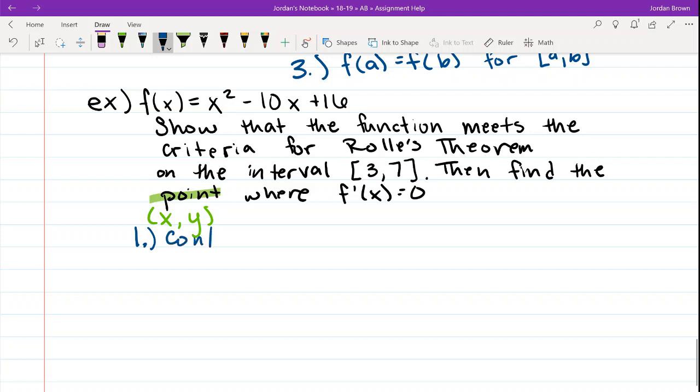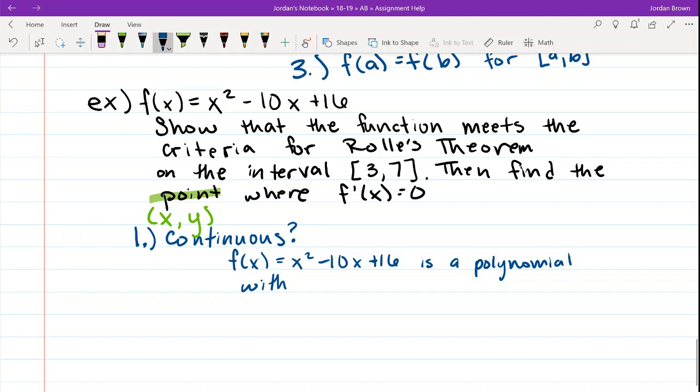So first, let's find out, is this continuous? Well, f of x equal to x squared minus 10x plus 16 is a polynomial with no points of discontinuity. So f of x is continuous.